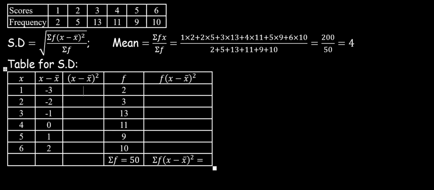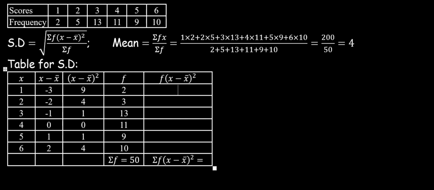Then squaring the value gotten, which is the next column. Minus 3 squared is 9. Minus 2 squared is 4. Minus 1 squared is 1. 0 squared is 0. 1 squared is 1. 2 squared is 4. Please take note, anytime you square a minus value, it becomes positive. Next column is after the frequency. So we are multiplying frequency times the value we got in the column of (x minus x bar) squared.